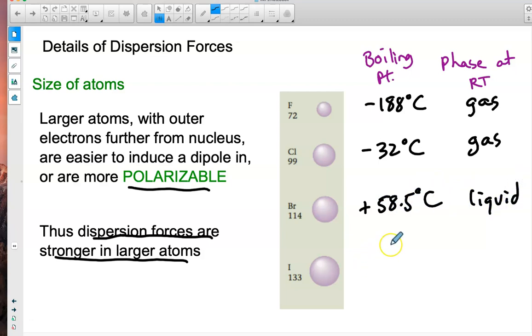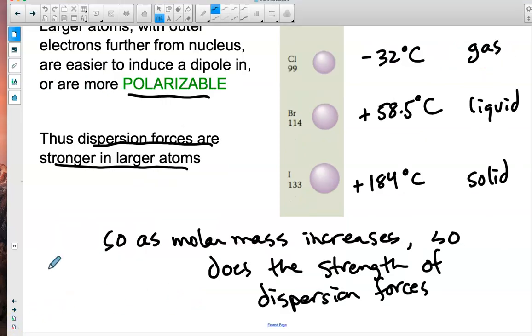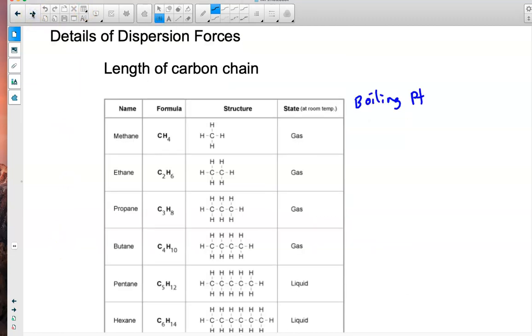And lastly, the iodine is so big, its dispersion forces are so strong, its boiling point is a positive 184 degrees C, and it's a solid at room temperature. So again, the bigger your atoms are, the more polarizable they are, and so the stronger the dispersion forces. And that not only goes for size of atoms, but as your molar mass gets bigger, the trend is the same. So to expand on the idea of larger masses having stronger dispersion forces, I specifically want to look at alkane molecules or hydrocarbons and look at how the length of the carbon chain changes the IMFs.